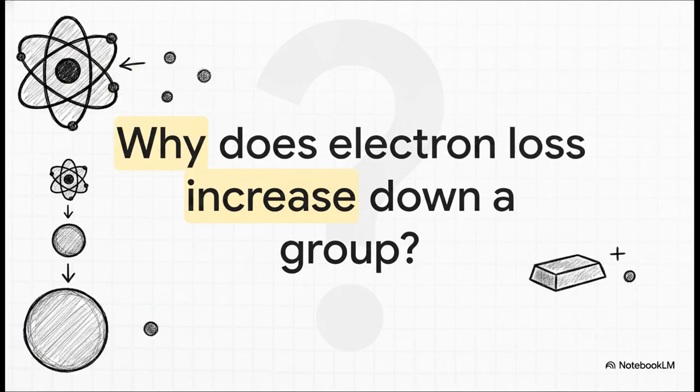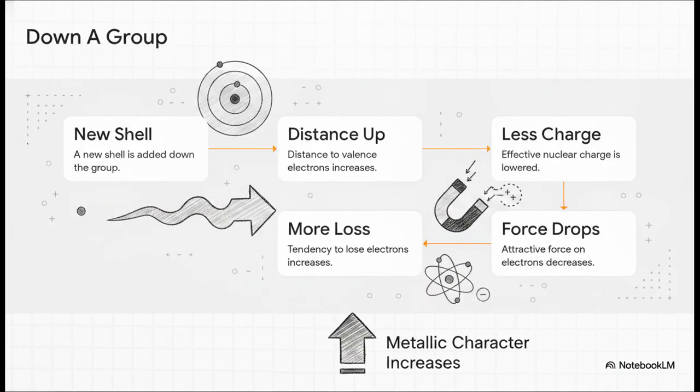Think back to what we just covered about atomic size increasing down a group. Let's walk through the logic together, shall we? Step 1. As we move down a group, remember, a completely new shell gets added. Step 2. Because of this brand new shell, the distance between that positive nucleus and the outermost valence electrons increases quite significantly.